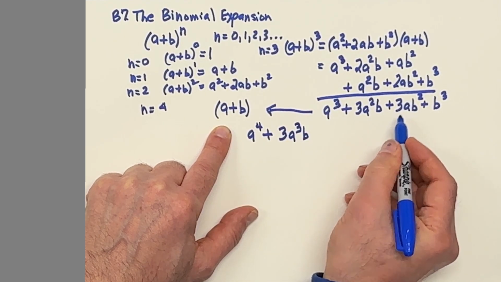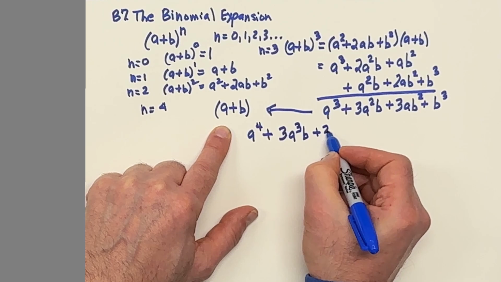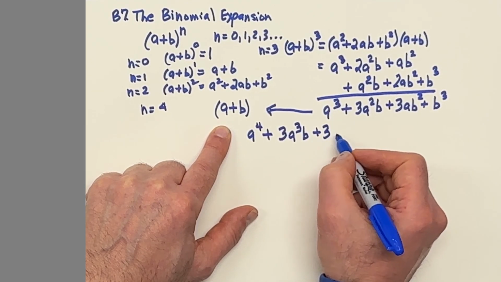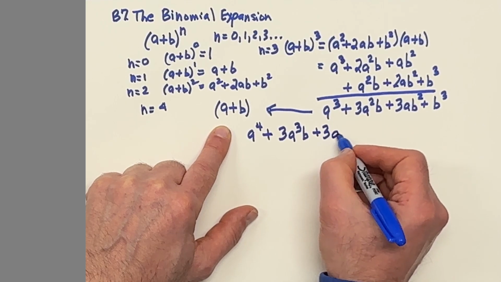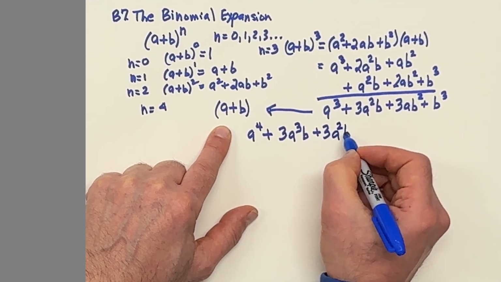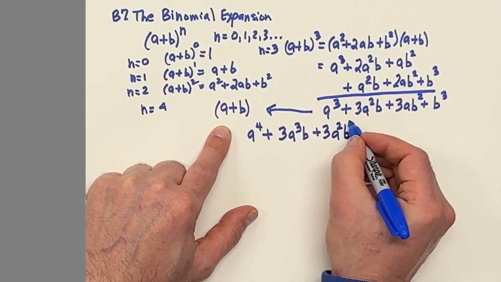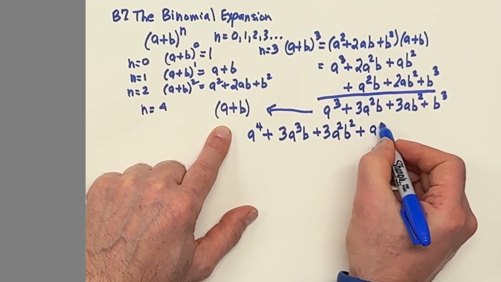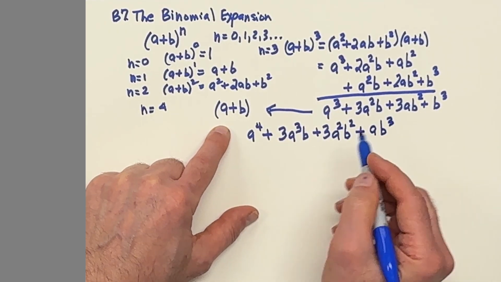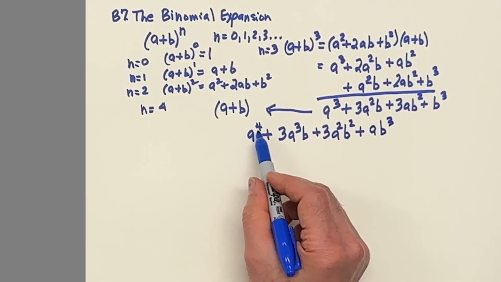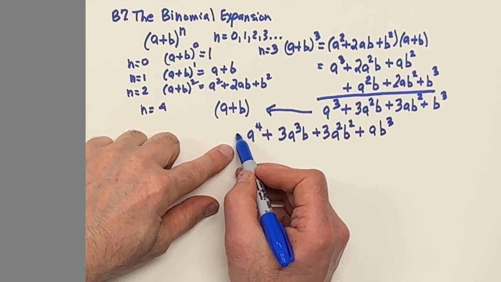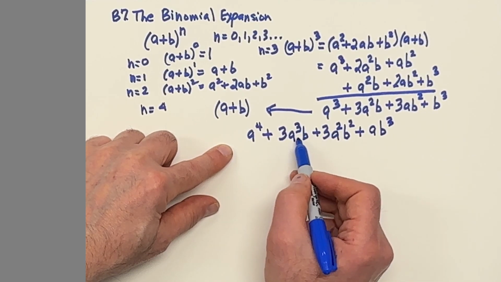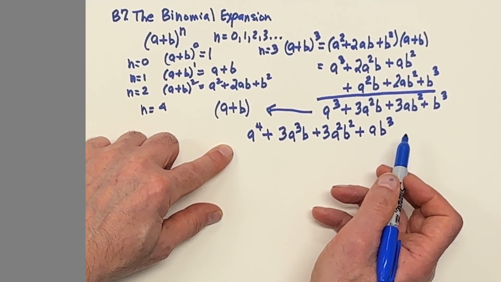Then when the a hits this one, we would have another 3, and that would be an a squared, and then b squared hangs around. And then when a hits the last one, we would have an a b cubed. Now notice that the sum of the powers always equals 4. You can think here the b is to the 0th power. Here b is to the 1st power. So that's kind of neat to notice that.